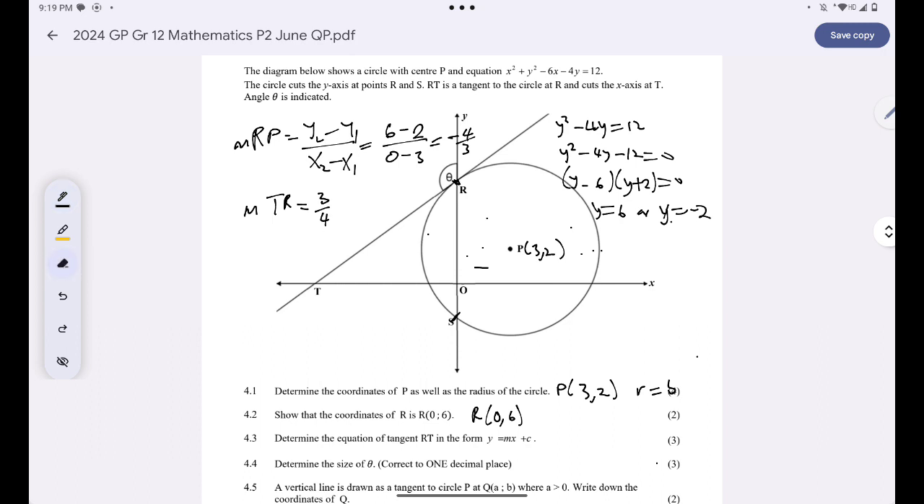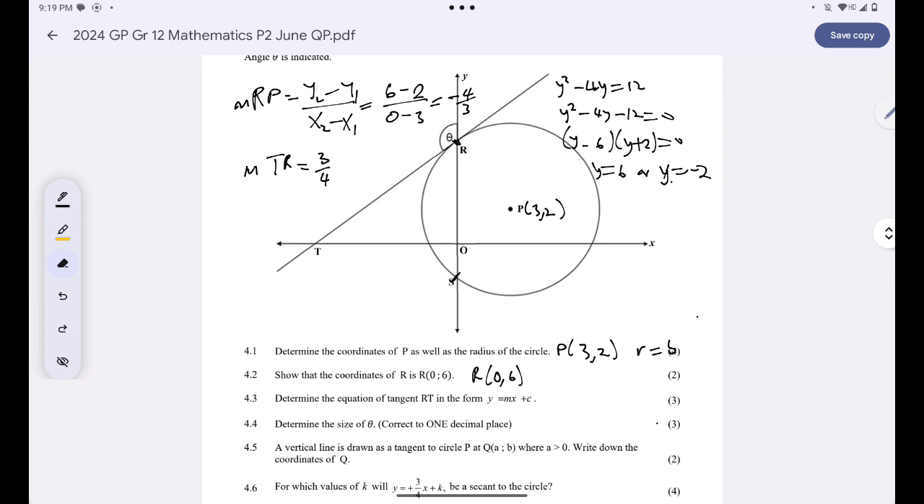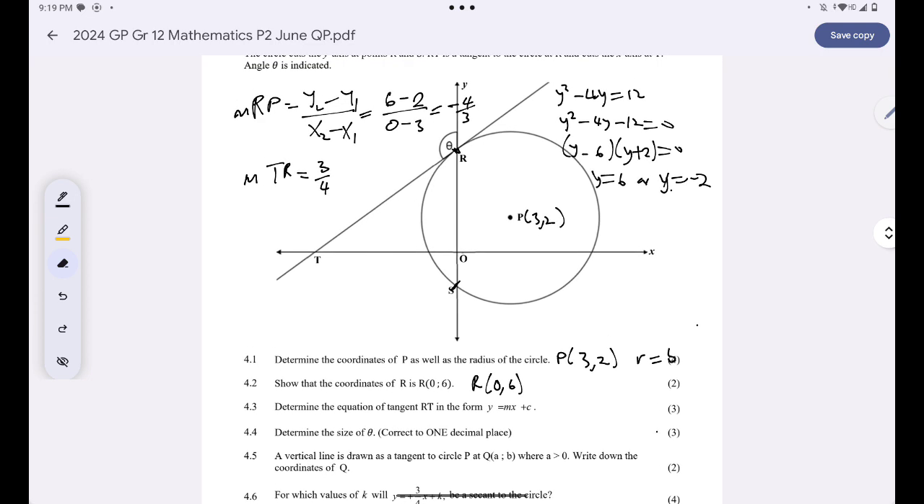The tangent and the radius are always perpendicular to one another. So if I have the gradient of the one, I can easily find the gradient of the other. Are we together? By just flipping it and changing the sign. So now I know that this line will be y is equal to 3 over 4 x plus 6.